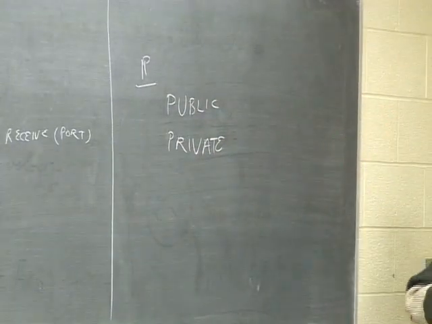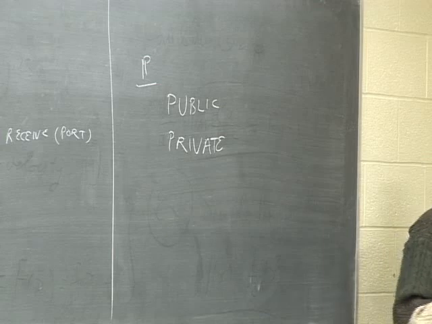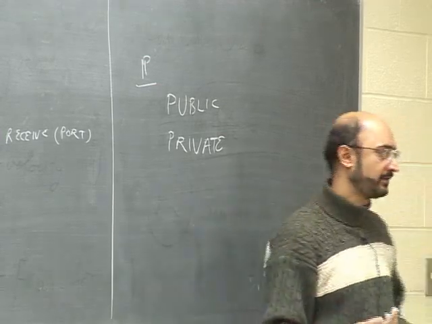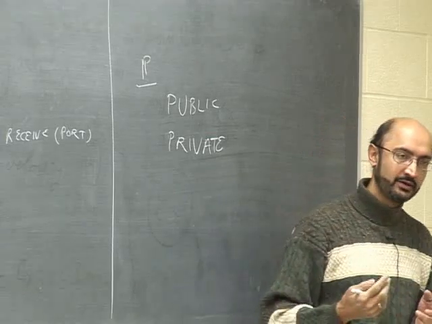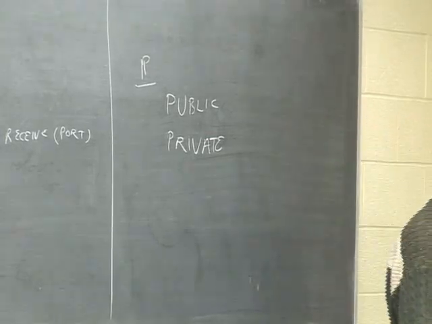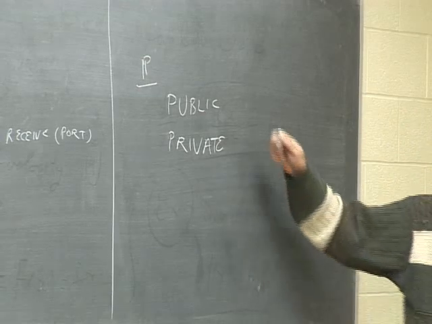Okay. So a public IP address, by definition, is reachable from everywhere. If you have a public IP address, no matter where you are on the internet, you should be able to reach it, unless some network is down or something like that. It's basically reachable.